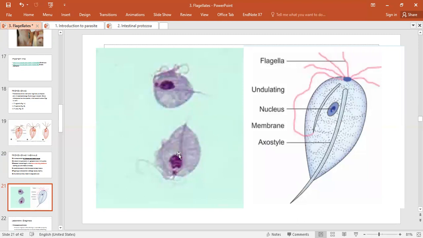The image of Trichomonas vaginalis in practical. Here is this rickety line in here. The undulating membrane is very clear. There's a flagella coming from the top, the nucleus is clear, and the axostyle is also there.